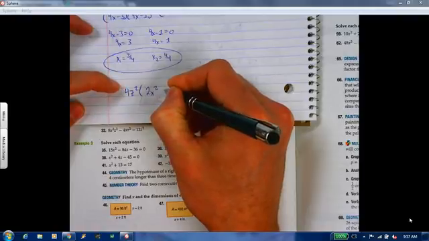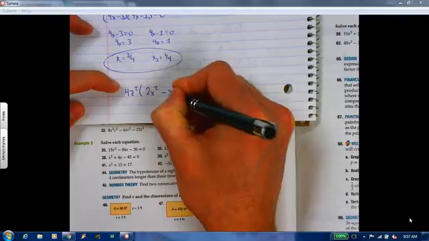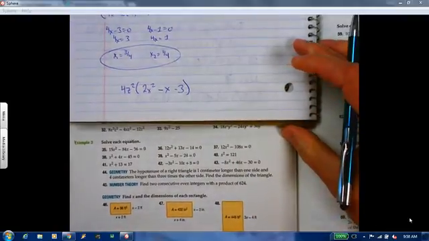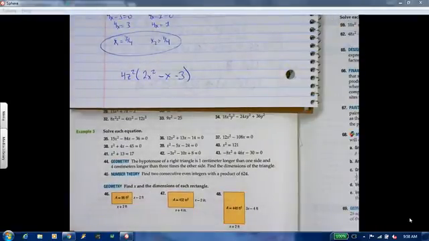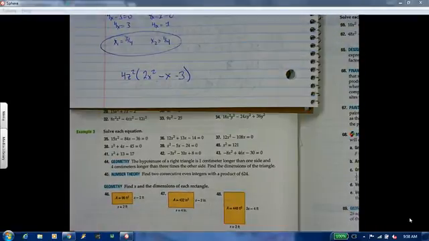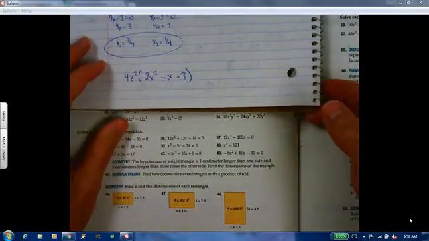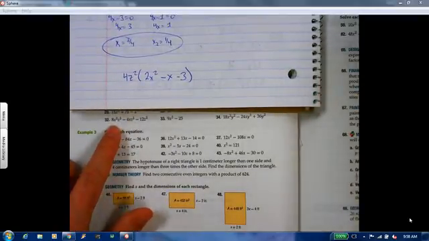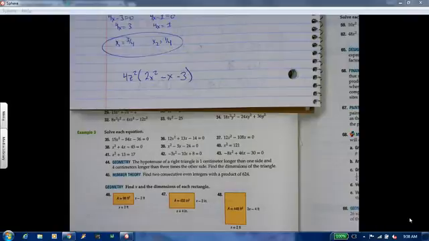So it should be minus x minus 3. Because if you're dividing by 4z squared, 4 divided by 4 is 1, and then the z squared over z squared cancel out. And then you just go on with what's left there.